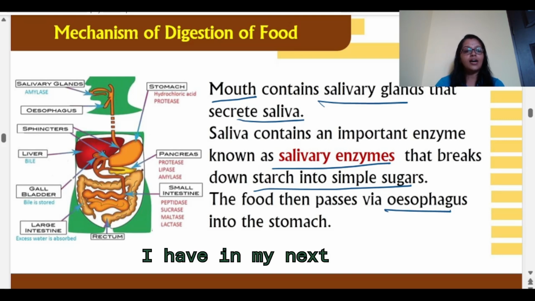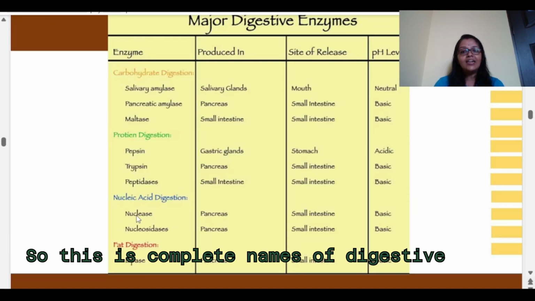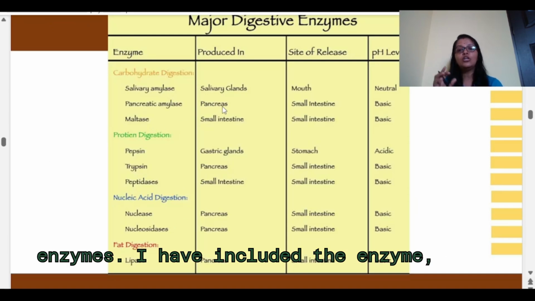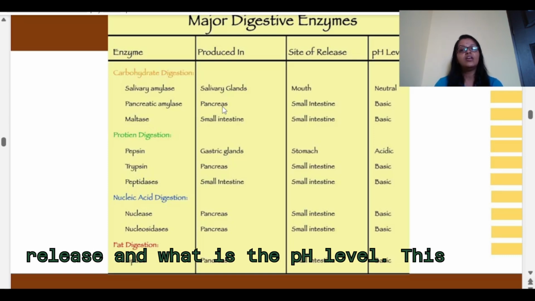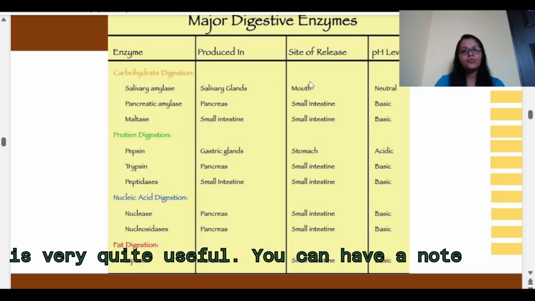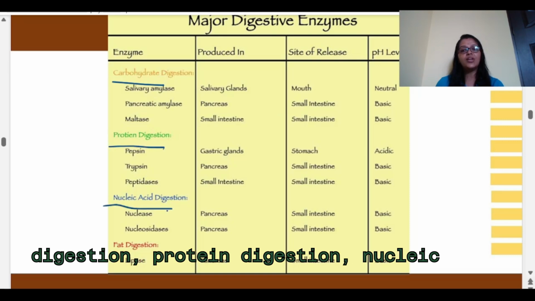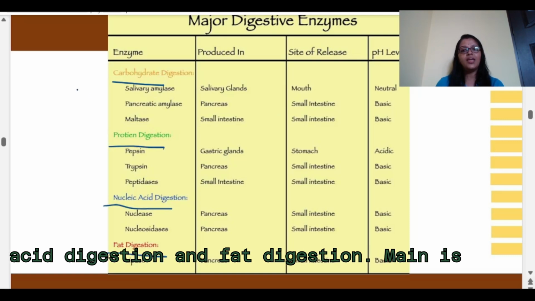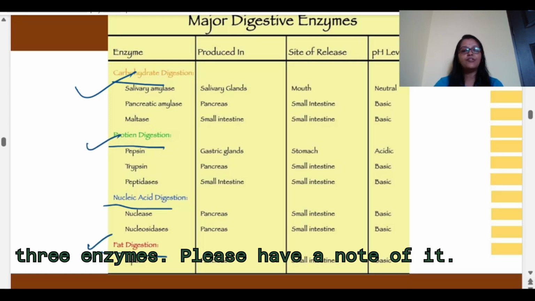In the next slide, I am telling you about the different digestive enzymes. So these are the complete names of digestive enzymes. I have included the enzyme, where it is produced, what is the site of release and what is the pH level. This can be asked in a 1-mark question. So it is quite useful. You can have a note of the enzymes involved in carbohydrate digestion, protein digestion, nucleic acid digestion and fat digestion. Okay, the main ones are carbohydrate, protein and fat. These 3, please have a note of it.